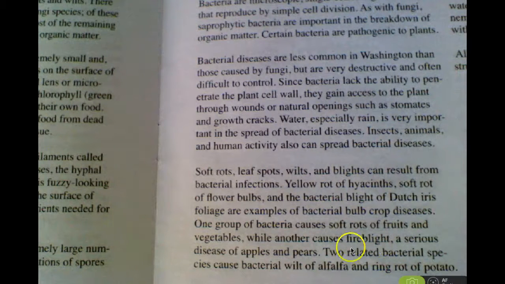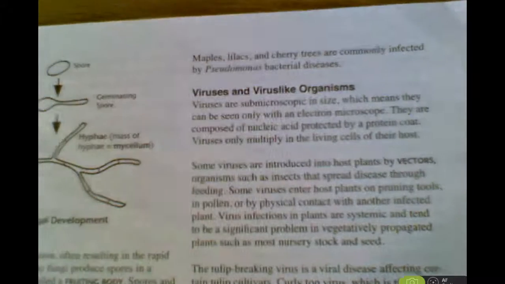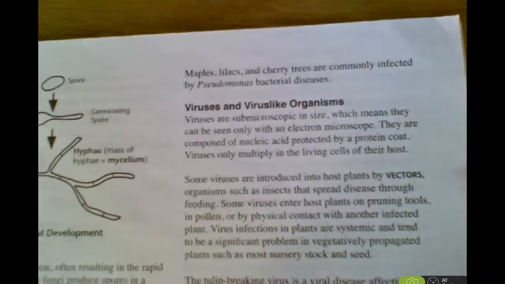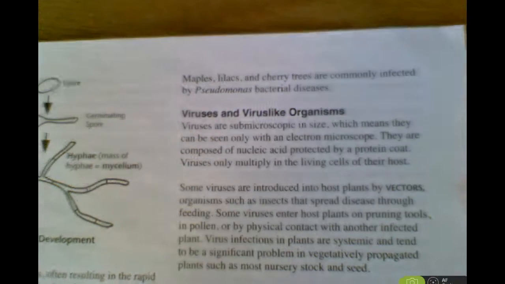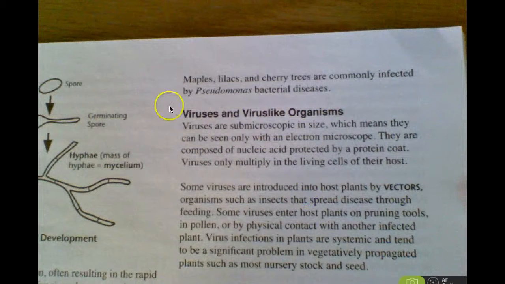Notice that fire blight is also a disease of apples and pears, and that's a bacterial blight. Usually you can see a shepherd's crook or a bent branch. And then maples and lilacs and cherry trees get Pseudomonas bacterial diseases, which actually gum up the inner workings.